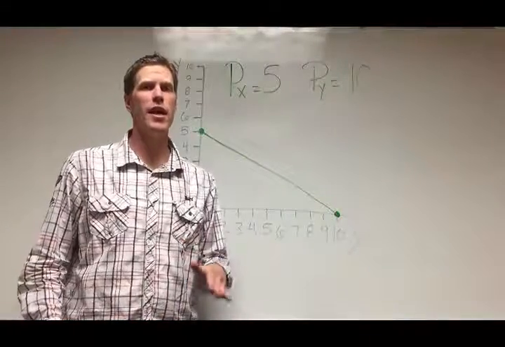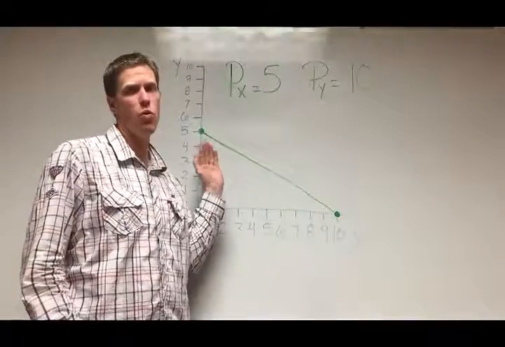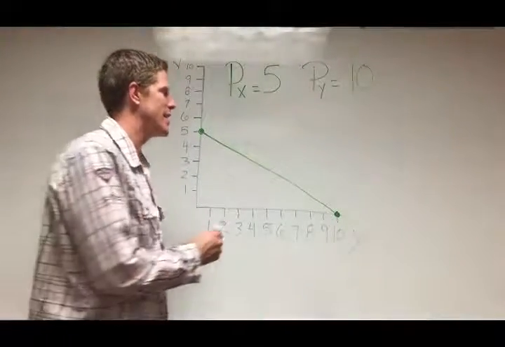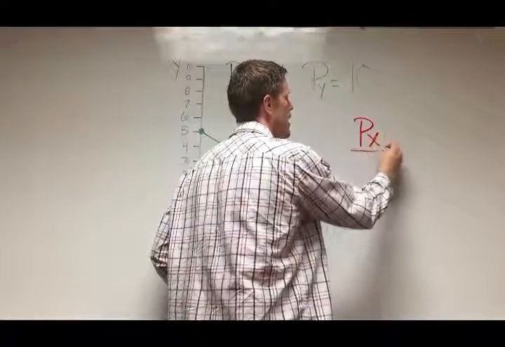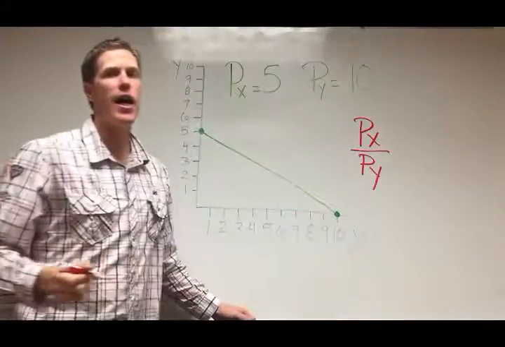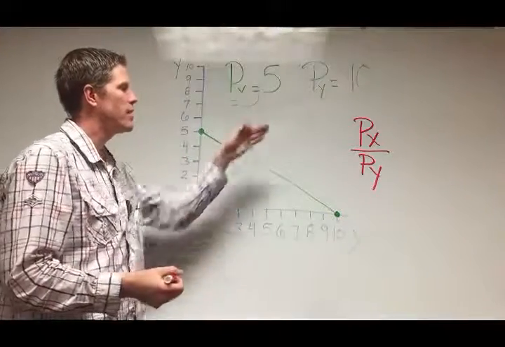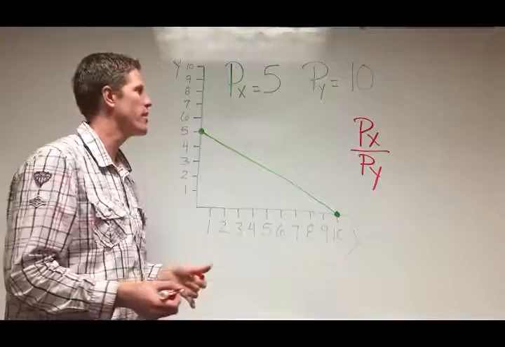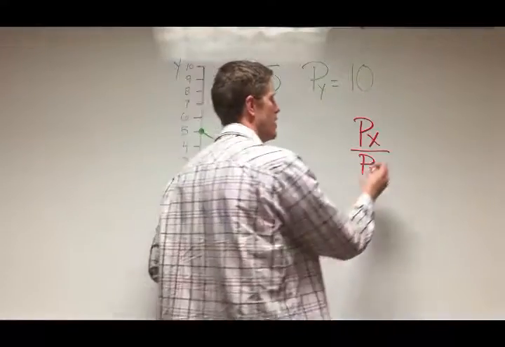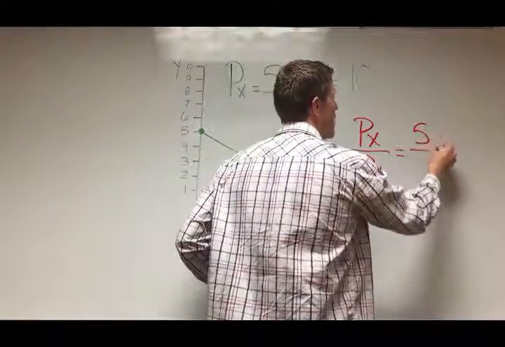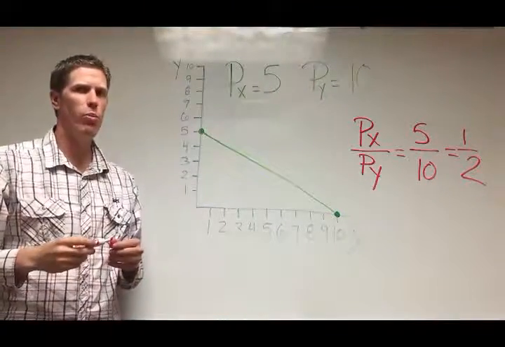Now we can make a straight line between these 2 points to give us the budget constraint, but another thing to keep in mind is what the slope of this straight line is. So our budget constraint will have a slope of px over py, the price of x over the price of y. Well, in our example, the price of x is 5 and the price of y is 10. So we have here 5 over 10 or 1/2. That's going to be the slope of our budget constraint.